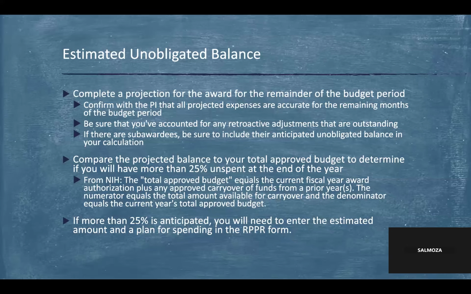Oh, and sorry, to go back, you do need to know how much carryover your subawards are planning to have, because if they leave money unspent, that adds to your projected unspent balance. So it's important to get that information from your subs as well. And then if more than 25% carryover is anticipated, you'll need to enter the estimated amount and a plan for how you're going to spend that money.